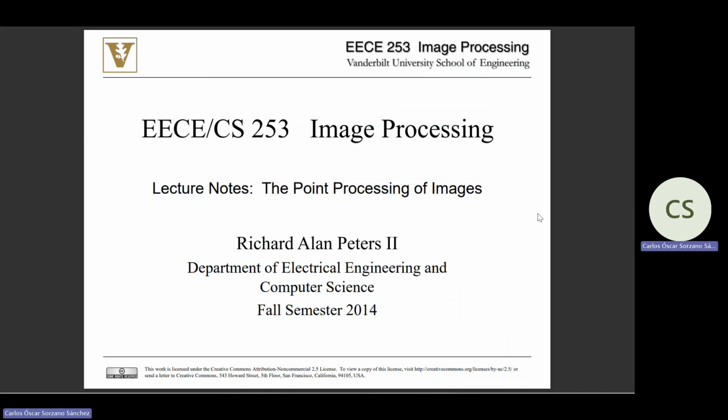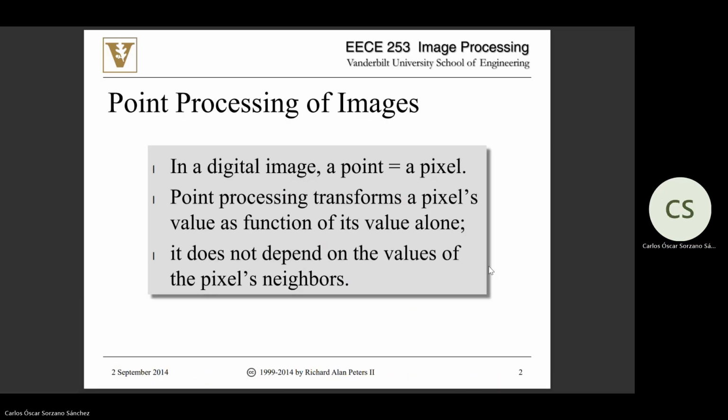Let's start with the next lecture, that is point processing. So a point refers to a pixel. You have an image, you take one single pixel, and then point processing transforms that pixel into another value. So the value of the pixel is transformed to another value.